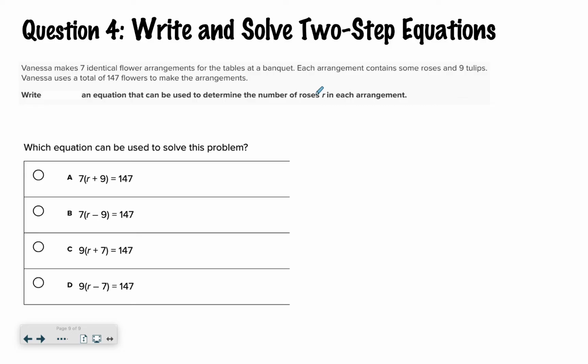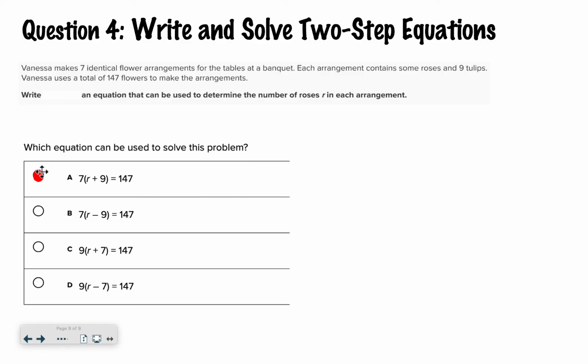Okay, so Vanessa makes 7 identical flower arrangements for the tables at a banquet. Each arrangement contains some roses and 9 tulips. Vanessa uses a total of 147 flowers to make the arrangements. Write an equation that can be used to determine the number of roses in each arrangement. Okay, so I want you to look through these problems, and I want you to figure out which one of these would make the most sense, or which of these would work to determine how many roses are used. Good luck.